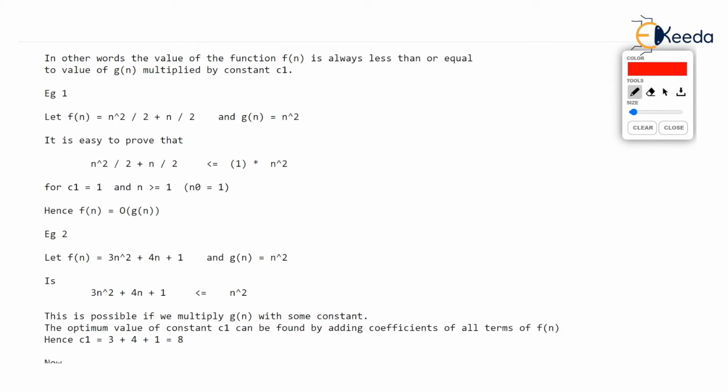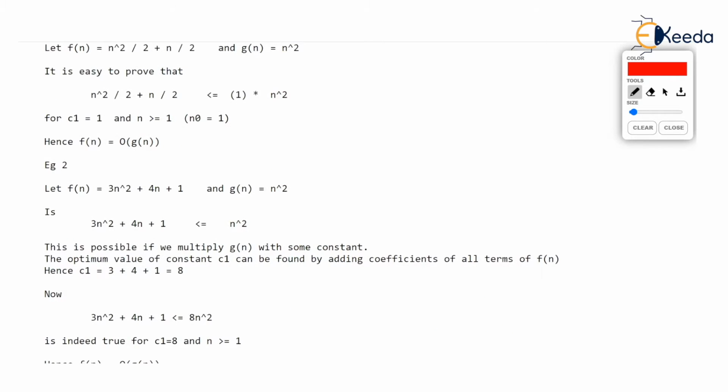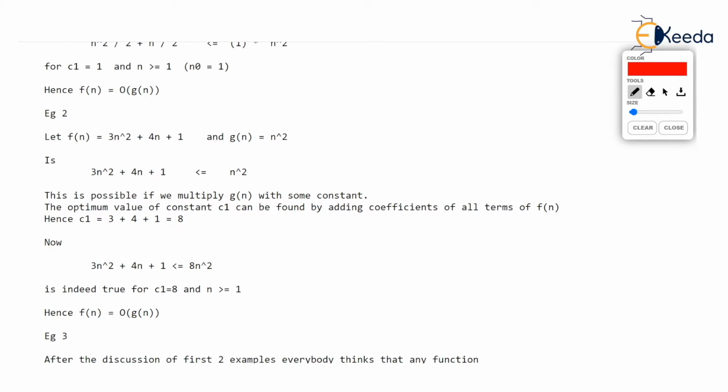Let's see one more example. Example 2. Here we have f(n) is equal to 3n square plus 4n plus 1. So it's again a function of n of degree 2 because of 3n square. And g(n) is n square again, so this is also a polynomial of degree 2. Now you watch, we are having 3n square plus 4n plus 1. This is f(n).